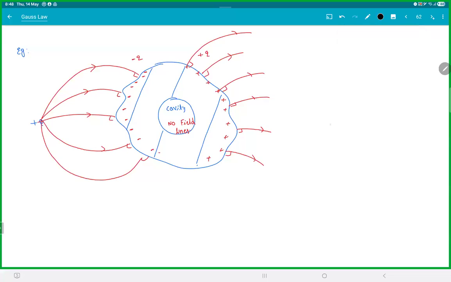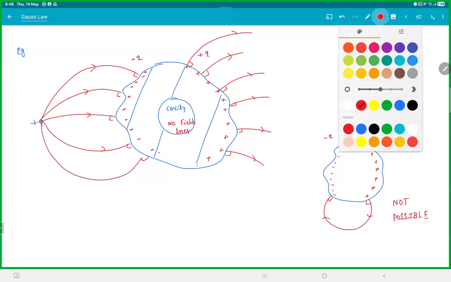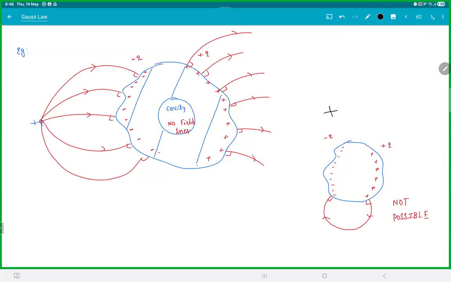Now, here I have a doubt. Why can't you have a situation like this? Since this is a negative charge and this is a positive charge, why can't you have some field lines going from the positive to your own negative charge? This is not possible. Can someone tell me why this is wrong? This could be a theoretical question.